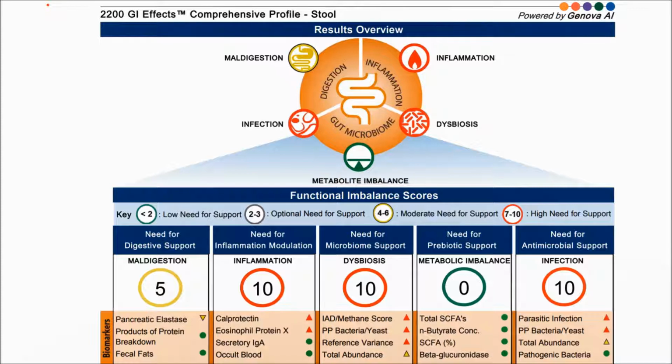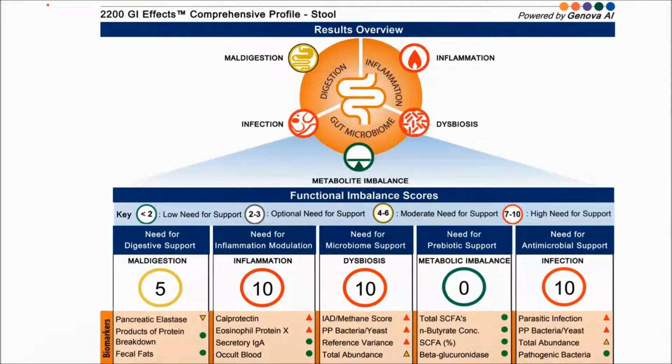So the first one I want to talk about is a comprehensive stool analysis. I'm showing you on the screen, hopefully, the summary of what's called a GI effects comprehensive profile of the stool. This is by one particular lab within the functional medicine world. There are other labs that do this other than the one I'm using their sample report for.